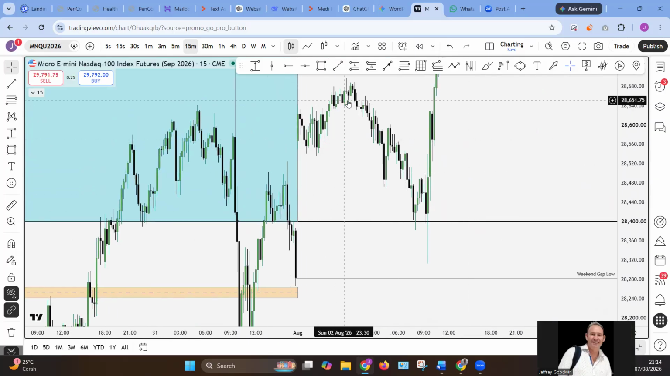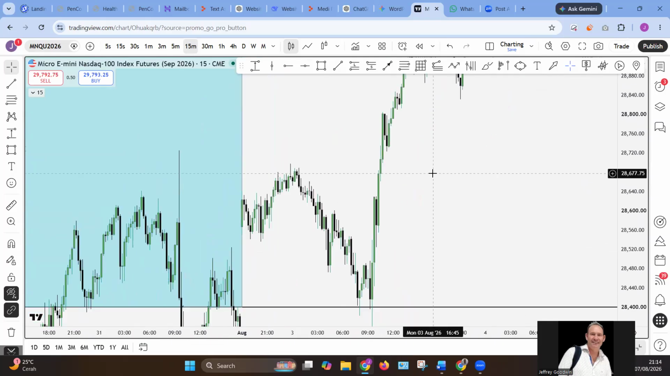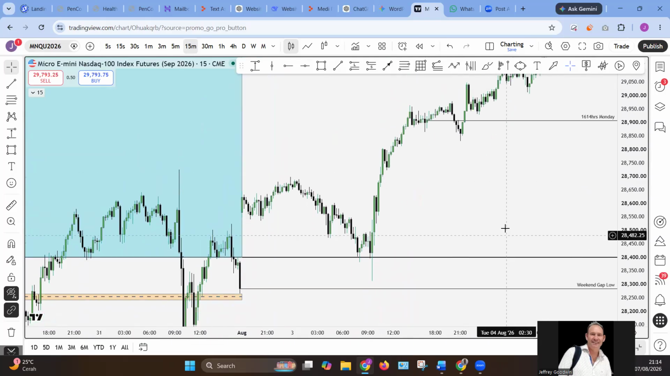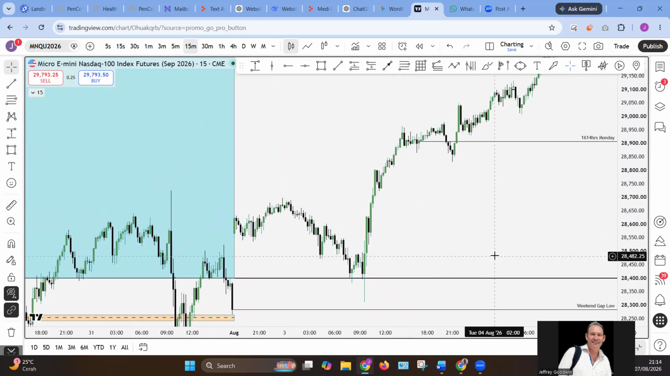And then we get this, come all the way down, wicks below there, wicks below there. Thank you very much. Remember, that was the body of the daily. It could quite easily have been a 4-hour. And then it reverses. It just went to the moon. Wouldn't it be nice to get into that? Yeah.